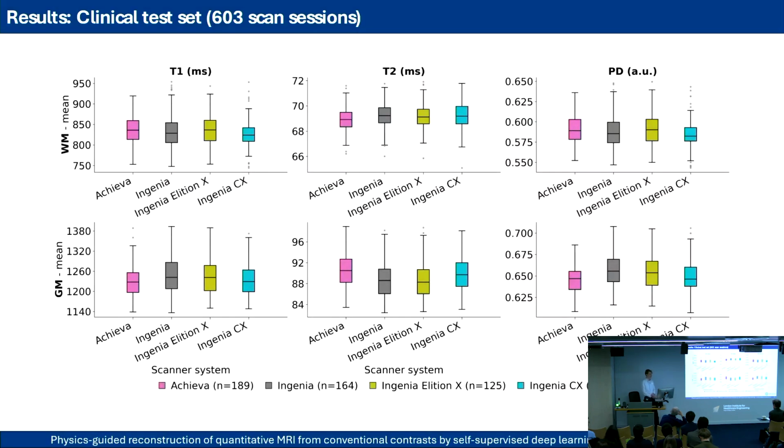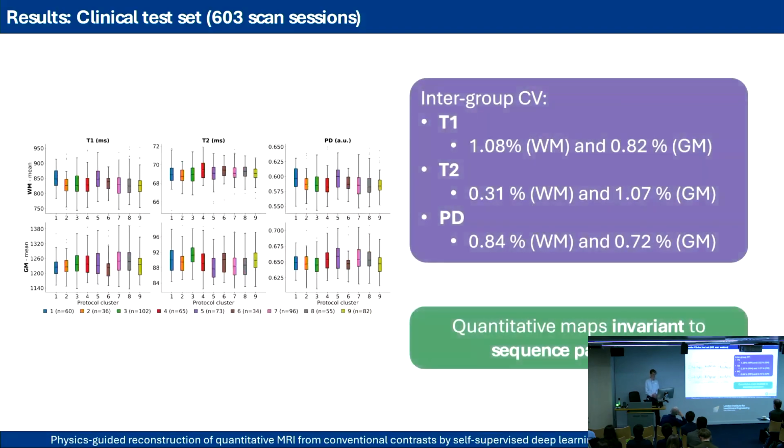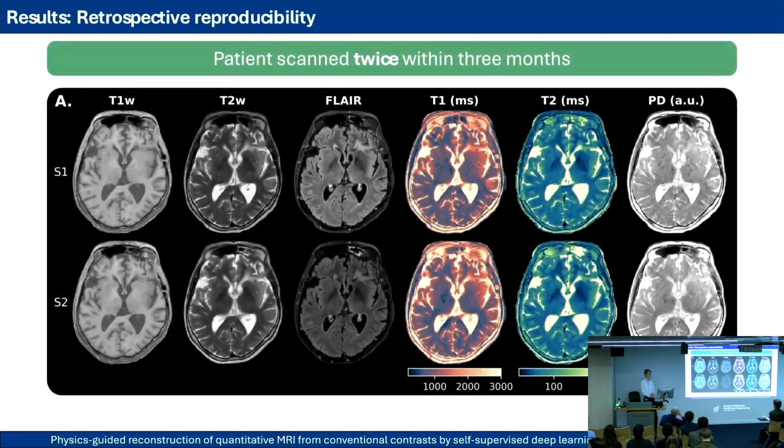We also grouped the test set on scanner hardware and also on protocol clusters, so we grouped clusters together with similar echo time and repetition time. I don't have fully time to go into that, but we see that in the white matter and gray matter, the means are very similar. So I think we can say that the quantitative maps are invariant to these sequence parameters and also to the scanner hardware used. We also did some reproducibility tests, which is quite common in quantitative MRI.